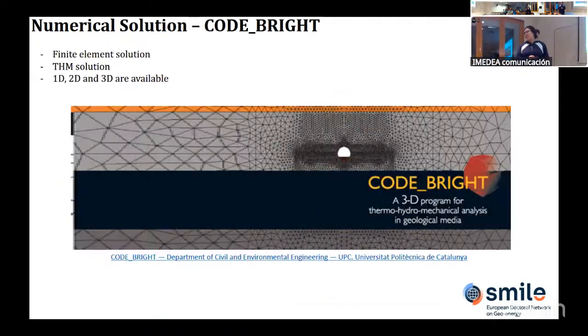And then the test data set was generated using this software. It's called Bright, and it's a finite element solution software. In this software, we built the geological model, put all the parameters in, and did the simulation, then exported the final deformation and used it as the testing data set to test our model.